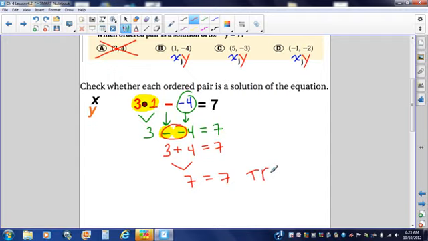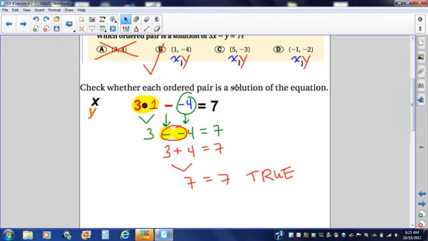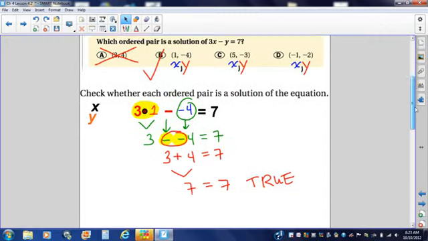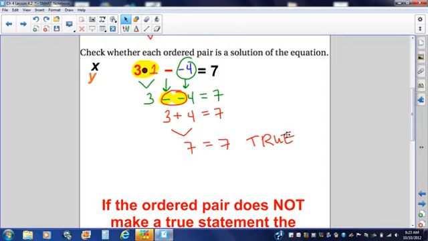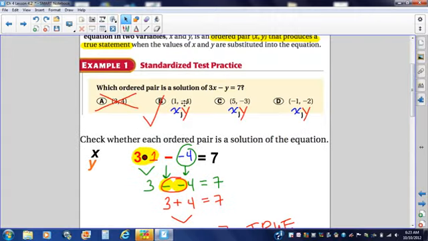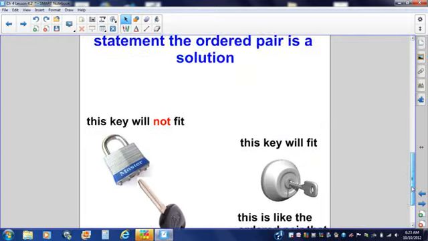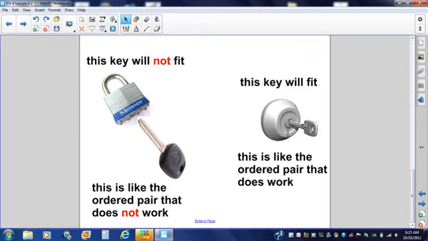I have a true statement. Since I have a true statement, I know that choice B is a solution of the equation. If the ordered pair makes a true statement, the ordered pair is a solution. So, true statement, this is a solution. False statement, cross it out. Now, I found a key that fits the lock. This key will fit. Since this key will fit, this is like the ordered pair that does work.